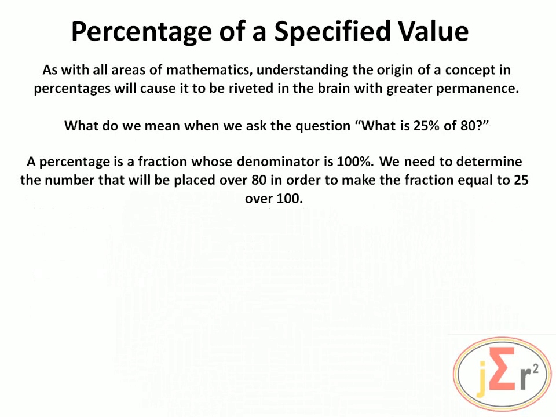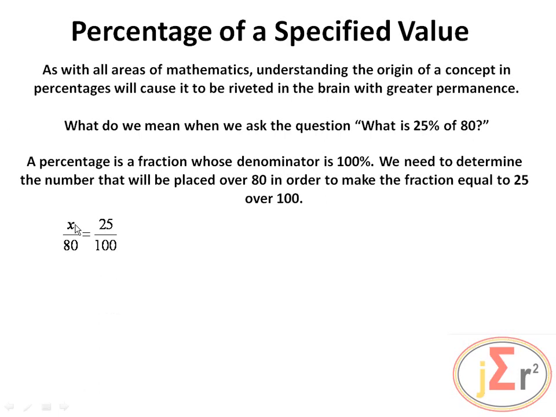A percentage is a fraction whose denominator is 100. We need to determine the number that will be placed over 80 in order to make the fraction equal to 25 over 100. So, what do we mean when we say, what is 25% of 80? Now, 25% means 25 over 100. So, 25 over 100 is a fraction that is going to be equal to something over 80. What is that something? Let's see.